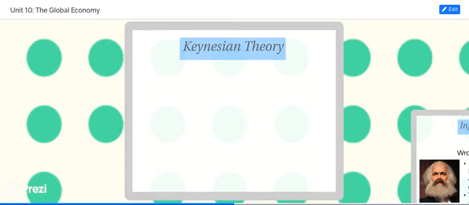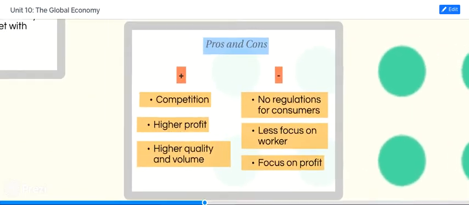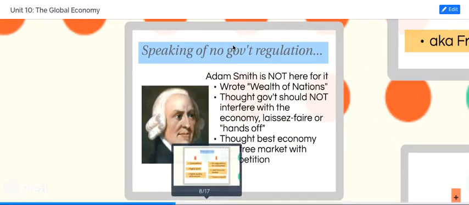We're going to pick up where we left off, right at Keynesian theory. In our last video, we discussed classical economic theory and what all of that entails, and we just let the economy do what it does. And I did forget to mention a little something with Adam Smith.